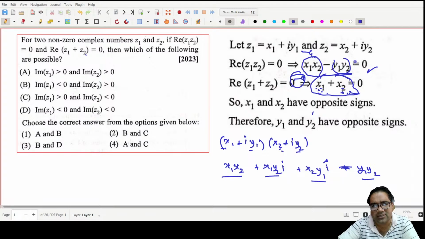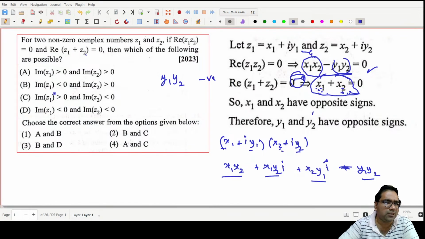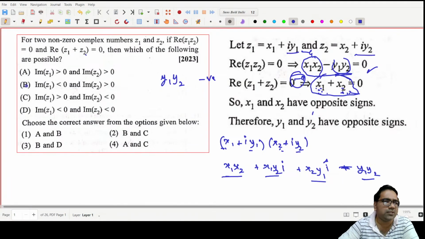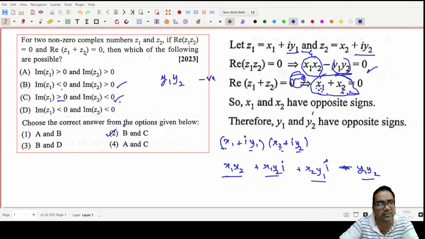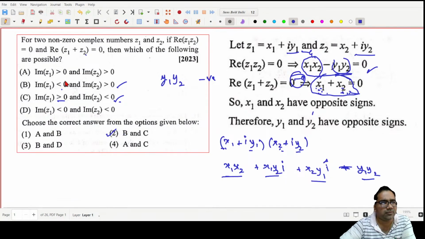What does that mean? At least one of them is positive, one of them is negative, right? y1 y2 is definitely negative, that means one of them is positive, one of them is negative. y1 is imaginary of Z1, y2 is imaginary of Z2. So either this is negative and this is positive, or this is positive and this is negative. Agreed? Okay, so this is the correct answer. Which of the following are possible? One negative, another positive, or this positive, that negative. Clear now?